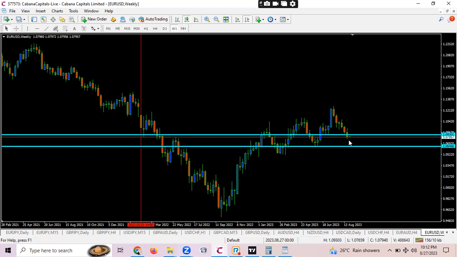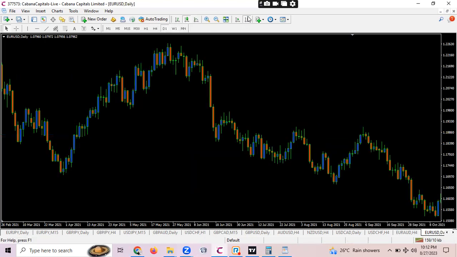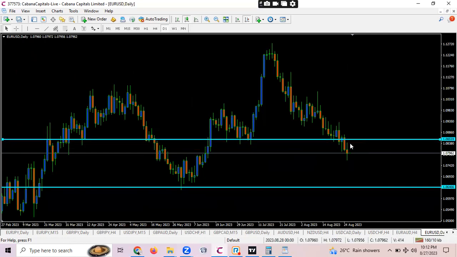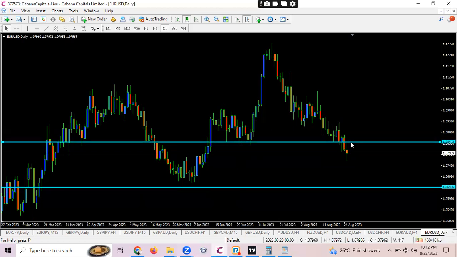Okay, so the bears are still in control. So if we are considering buying, at what price should we buy EURUSD? So we have to identify resistance levels on lower time frame, daily and 4 hour. So on daily, this was a previous support zone, resistance. Okay, the previous support zone resistance.